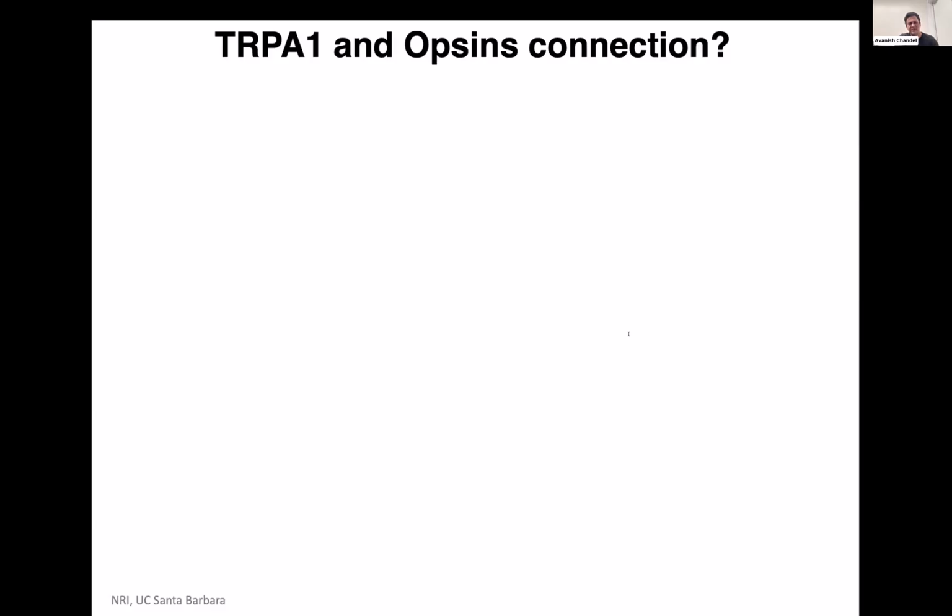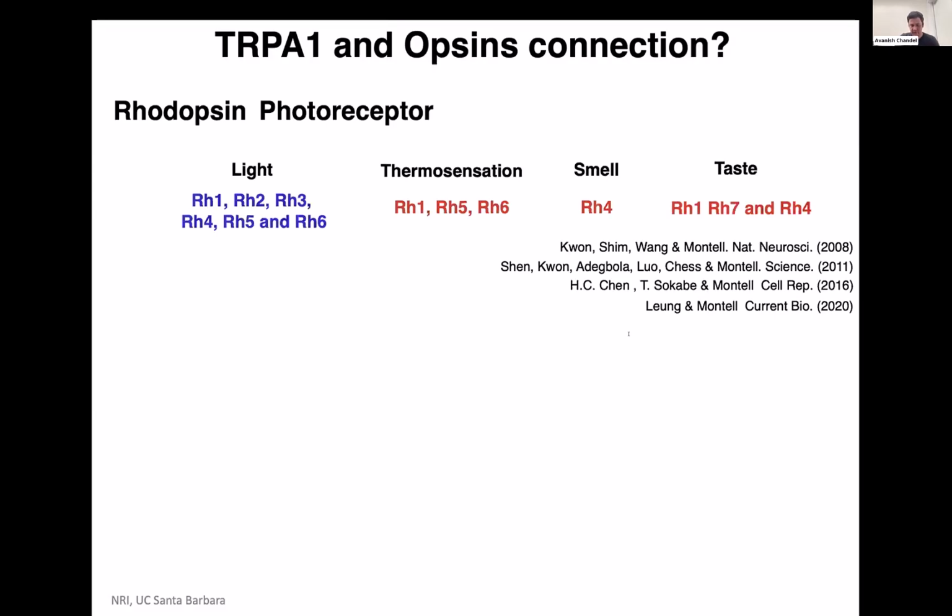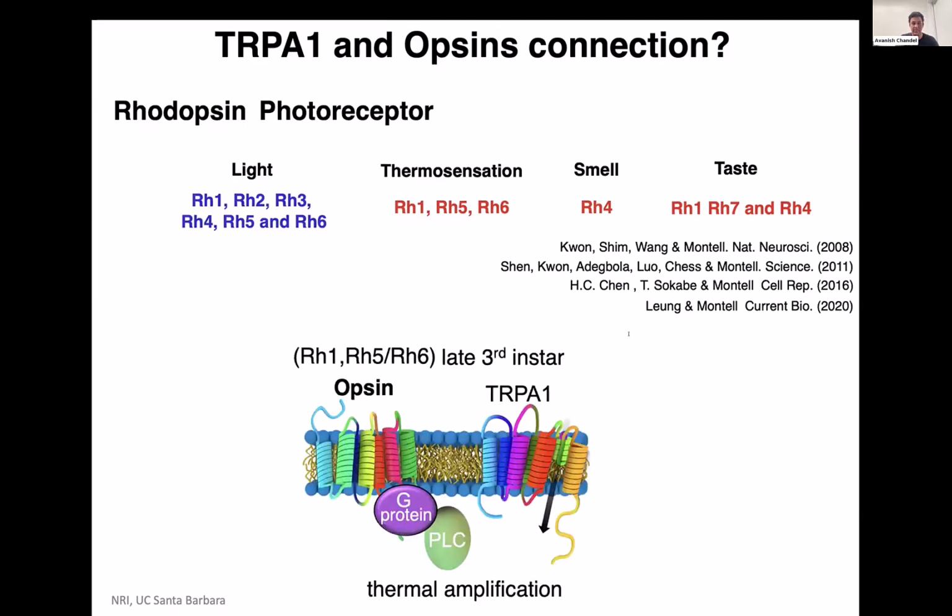Much of the genetic and sensory research in mosquitoes has traditionally been guided by what is already known in Drosophila. Over the past decades, our lab, like Craig's lab, has uncovered an unconventional role of Drosophila opsins, proteins traditionally recognized as photoreceptors. Our lab, along with others, has since demonstrated that opsins are not only involved in vision, but also play an important role in thermosensation, olfaction, and taste.